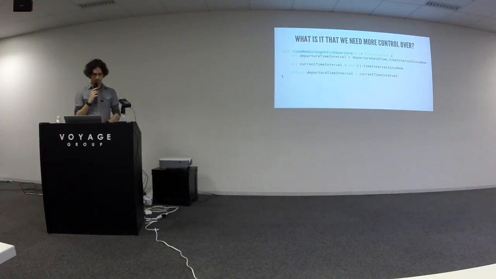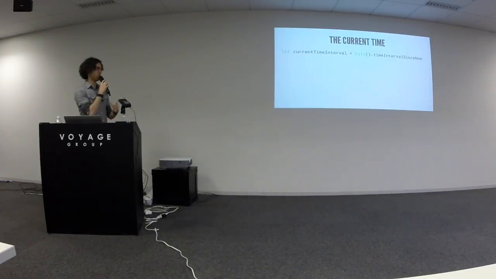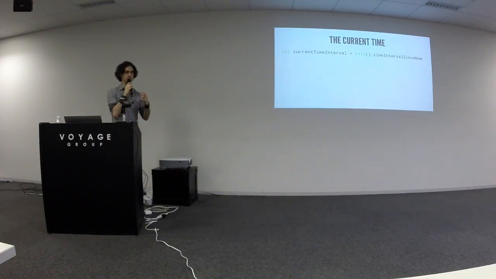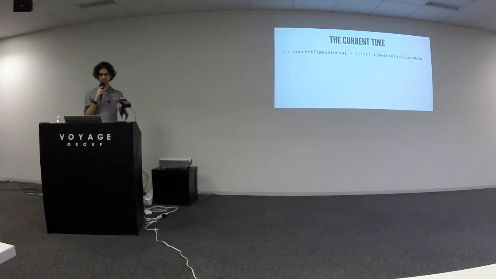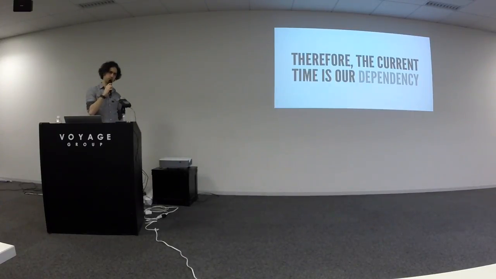So if we take a look, really what we want more control over is the current time, this date constructor initializer that gives us the current date and time. This is what we need to have more control over. So our logic depends on this one piece of information. Therefore, our dependency is the current time. This is our dependency for this method.